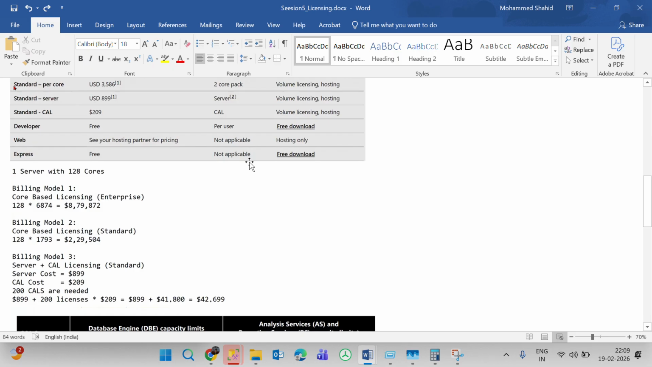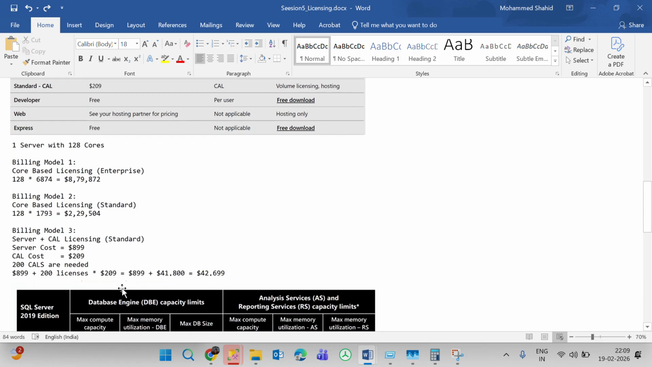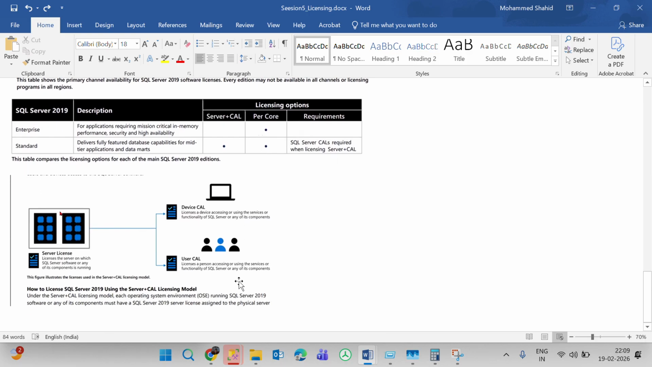Also, as I said, we won't use much of this CAL licensing, because we are learning just for our knowledge. In future we need to know this option is available, but we won't see server plus CAL. We will probably be seeing only enterprise edition, okay guys.